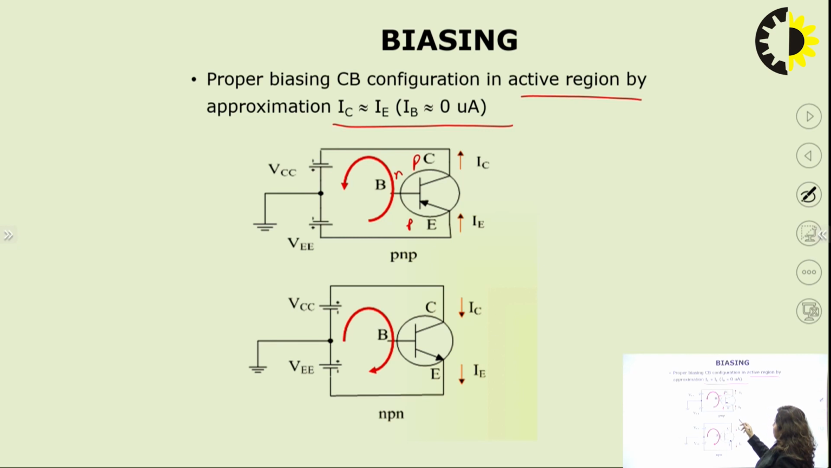Similarly, we have positive to P side and negative to N side. So thus we have this type of configuration for the biasing. Next we have the NPN. For the NPN, same thing is there. So we have emitter, base, collector configuration, and we have VEE and VCC.